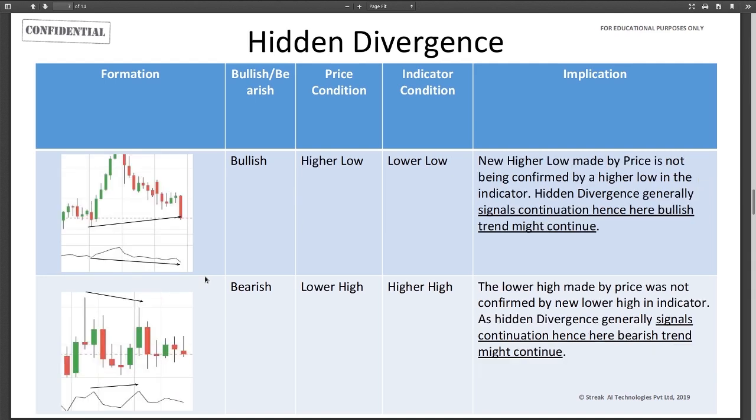Coming to the next part, hidden divergence. Hidden divergences are slightly different.